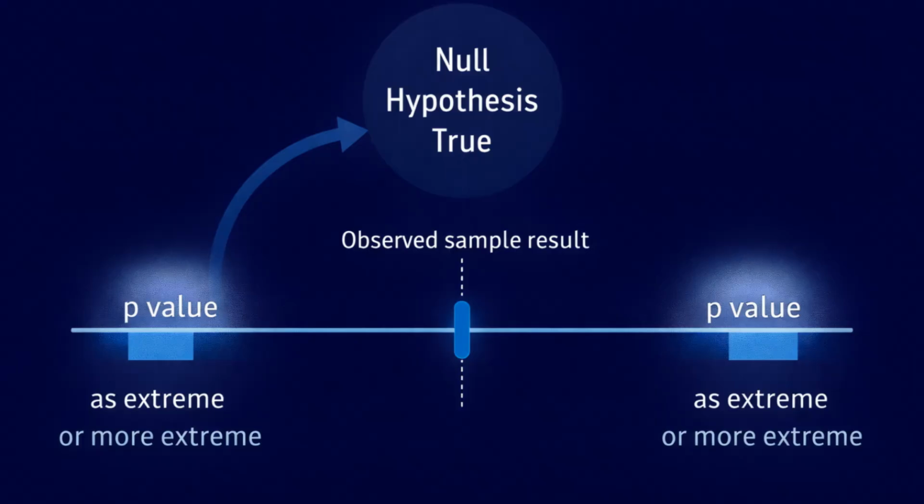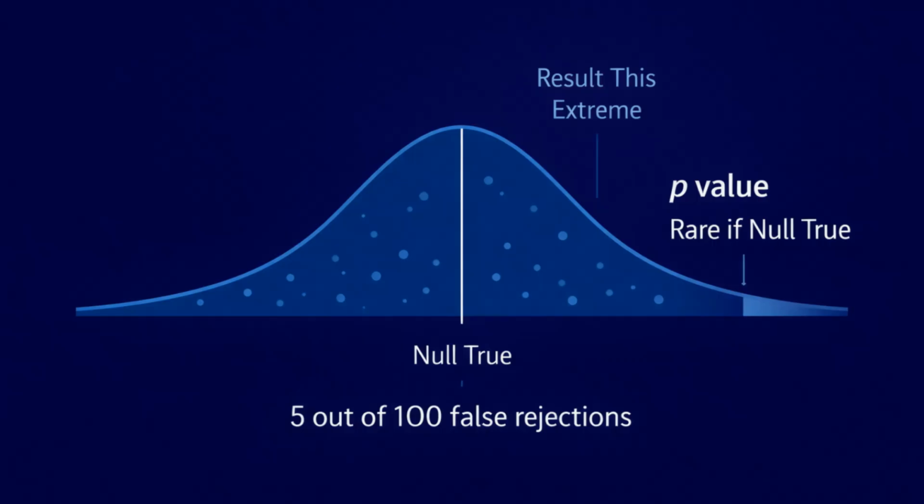Using the sample statistic, the software calculates a p-value. The p-value is the probability of observing a sample result at least as extreme as the one obtained, assuming the null hypothesis is true. The assumption that the null hypothesis is true is built into the calculation. Another way to understand the p-value is to imagine repeating the same sampling process many times under the assumption that the null hypothesis is correct.